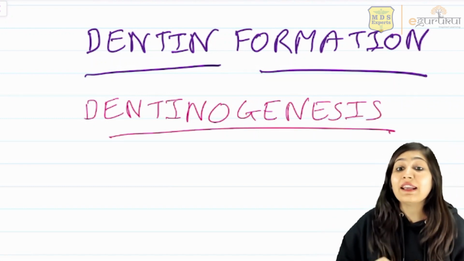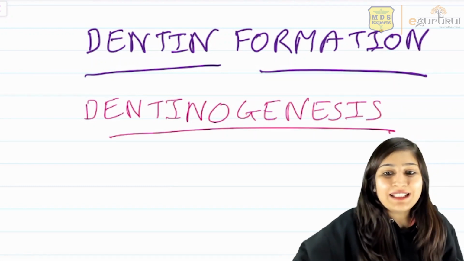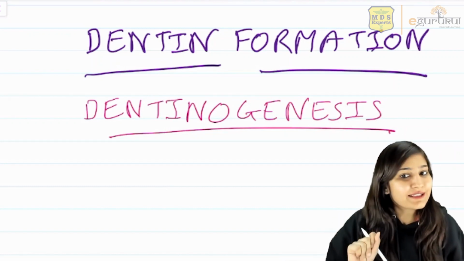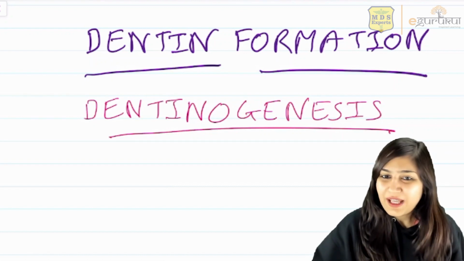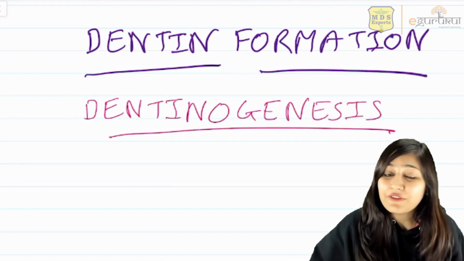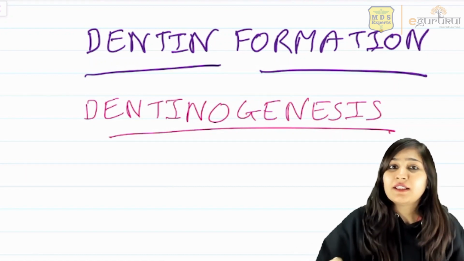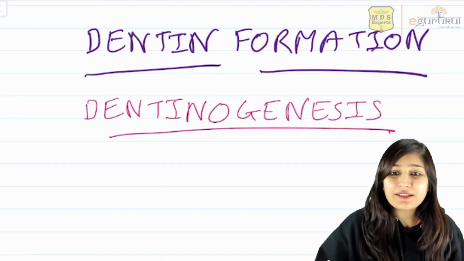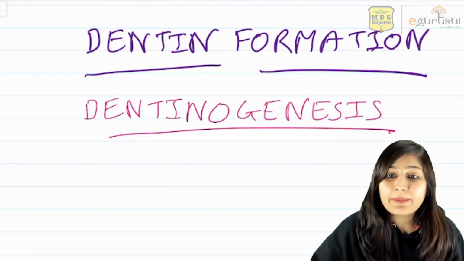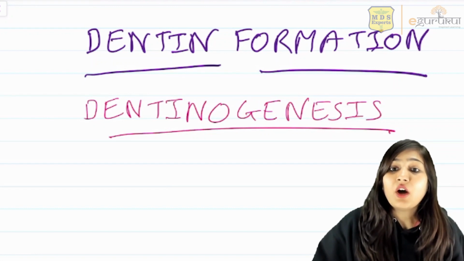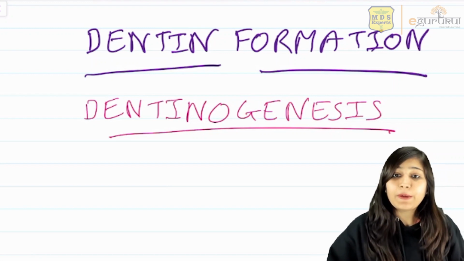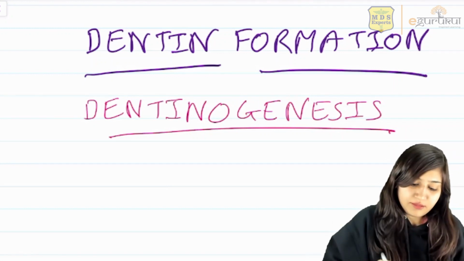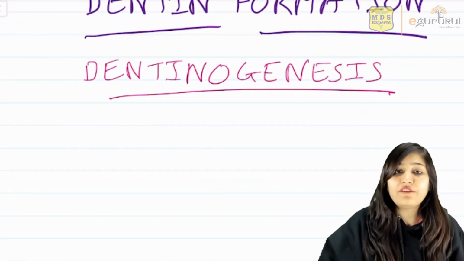Which cells are involved in the formation of dentin? Blast cells may be involved. So which blast cells? Amyloblast? No, amyloblast will form enamel. Then cementoblast? No, they will form cementum. So odontoblast cells. Odontoblast cells are involved in the formation of dentin.